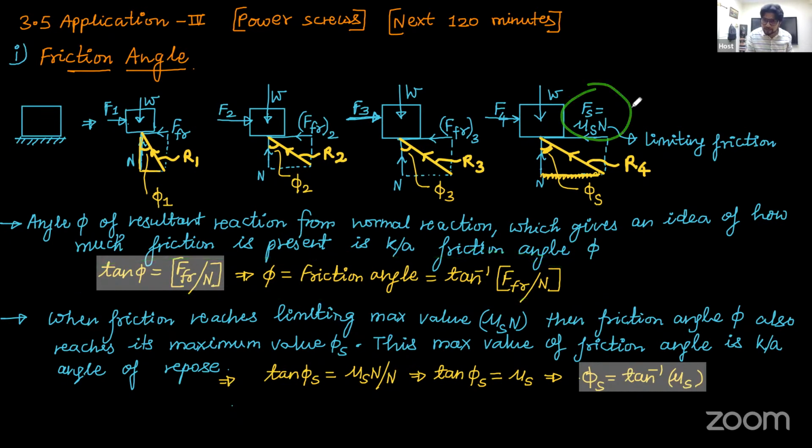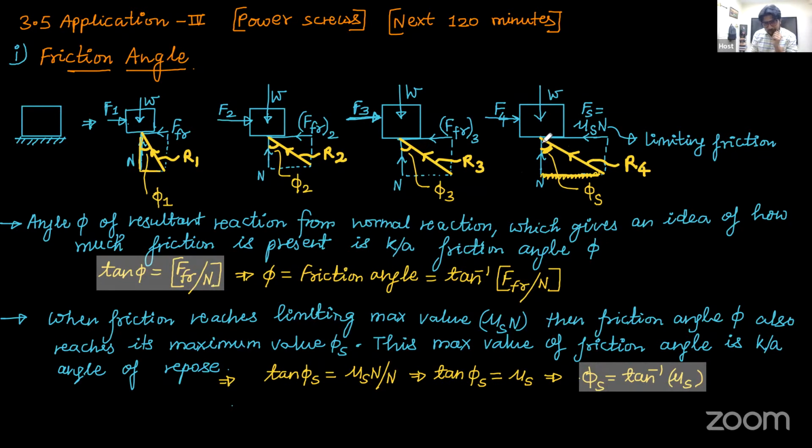Naturally, when the friction force has become maximum, then the angle also has become maximum. And this maximum value of the angle of friction is known as the angle of repose. The maximum, limiting value of the friction angle is known as the angle of repose.